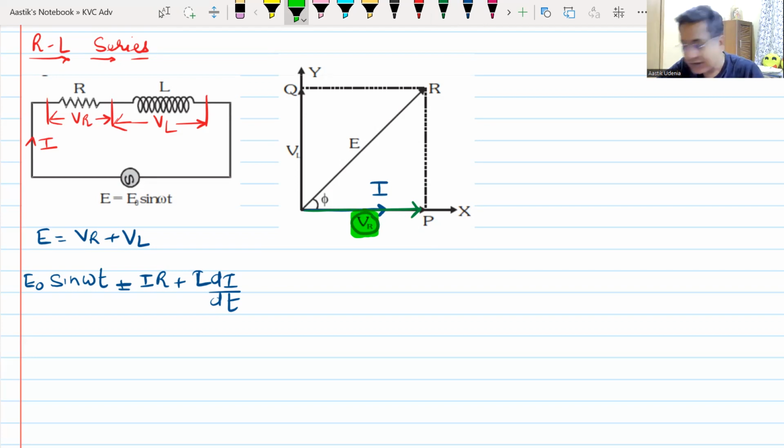Now, where will the voltage across the inductor be? Current is along x-axis. Where will the voltage across inductor be?